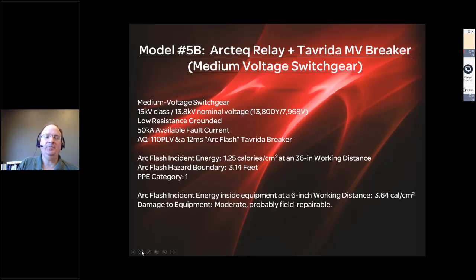Now we looked at the Arcteq relay in Model 5B. We combined that fastest relay in the world with the Tavrida medium voltage breaker, again in medium voltage switchgear. And the models we did here were 15 kV class, by the way. And we can see, again, a dramatic improvement due to the Tavrida breaker. Only a little over 1.25 calories of arc flash incident energy on the label, a little over 3 feet in terms of the boundary, so a dramatic improvement in arc flash incident energy. And when we look inside the equipment, the damage has gone down too. There would be moderate damage, but it's probably field repairable. There could be extensive downtime, but the equipment itself can probably be salvaged.